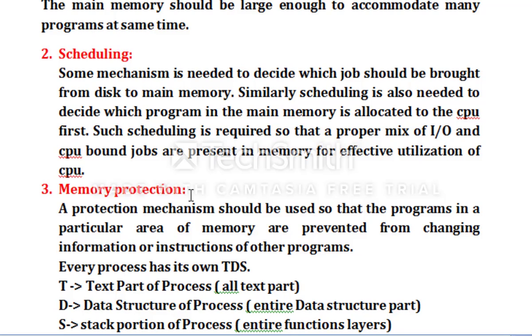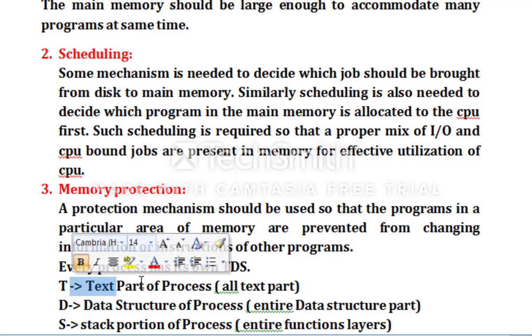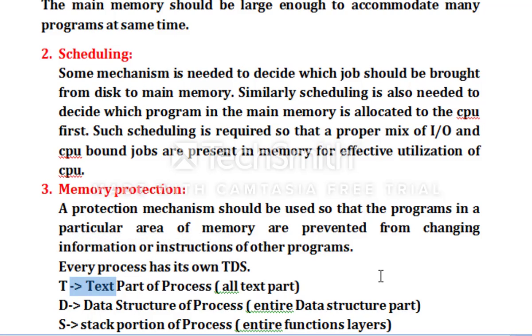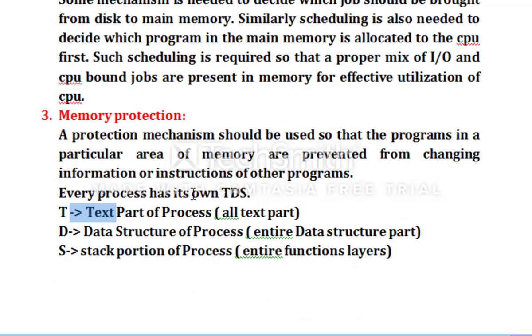That's why memory protection is required, because the text part of the process may be in one place in primary memory, the D part may be somewhere else in primary memory, and the stack part may be situated somewhere else in the primary memory. So all three regions of the primary memory should be protected. So somehow we need to maintain the protection policies. So this is again quite challenging for the multiprogramming system.